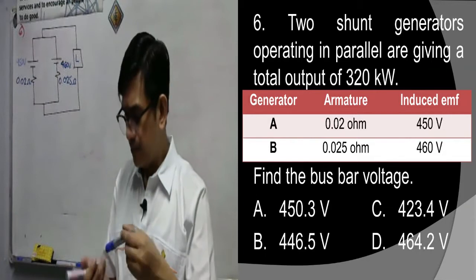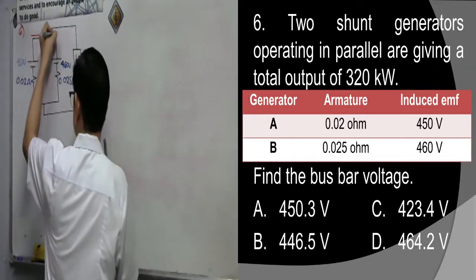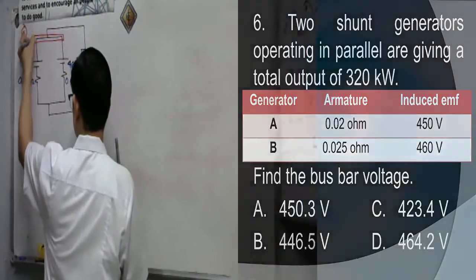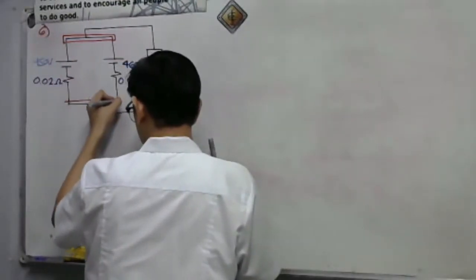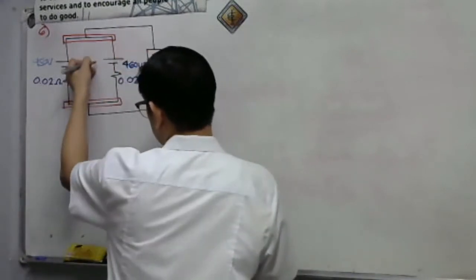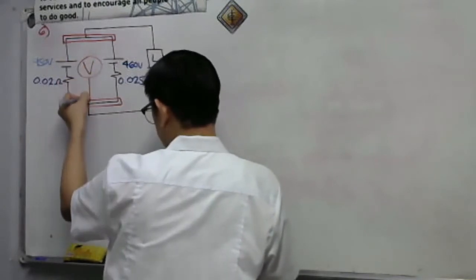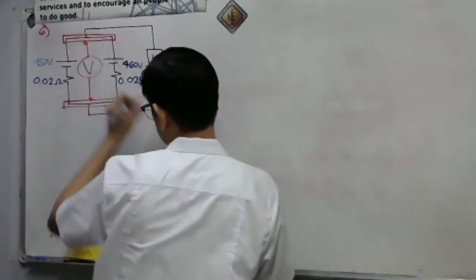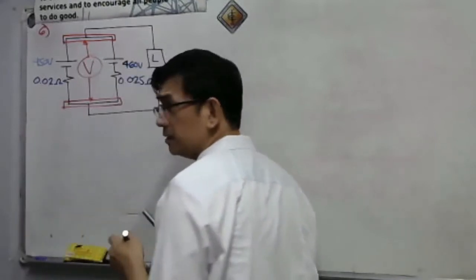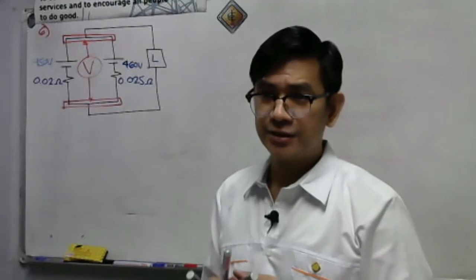What is a bus bar voltage? This is the bus bar voltage. A bus bar is a conductor where we connect the two generators to the load. If we have a voltmeter here, this is the bus bar voltage. One common voltage, and that will be our Millman's voltage for this circuit.